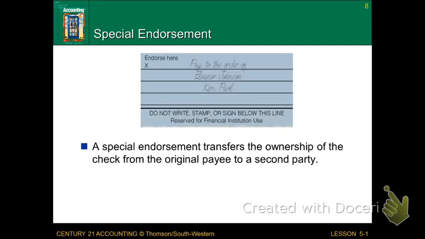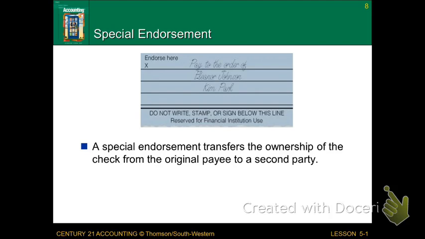A special endorsement is not used very often, but sometimes it's used when, let's say that you receive a check from someone and you want to give that check to someone else instead. And so instead of having to write out a brand new check to do that, you can take a check that was written to you and give it to someone else to use instead. And that's a special endorsement.